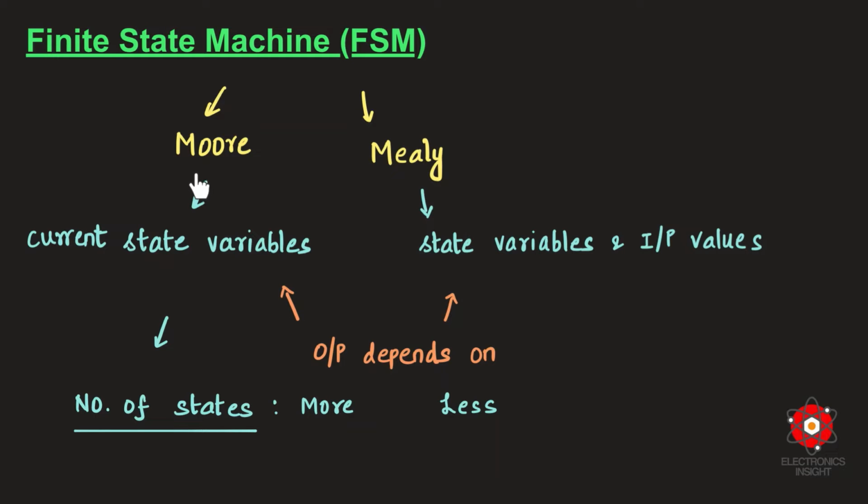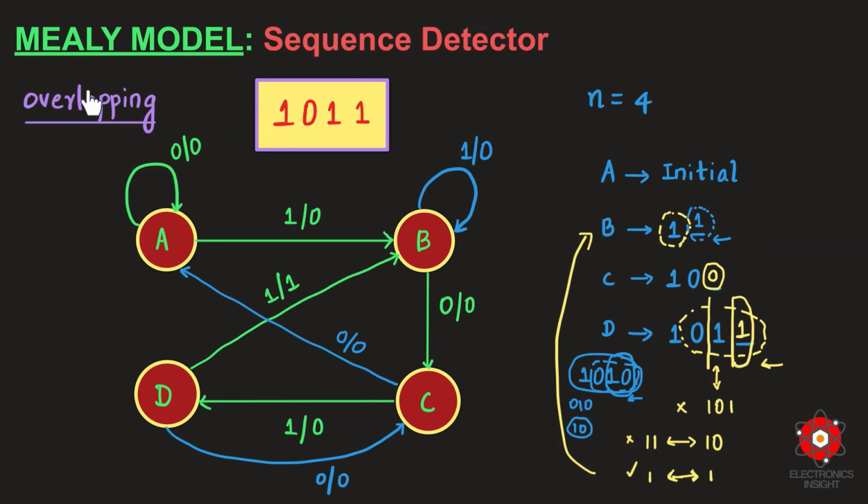So in the Moore machine, the most important thing to understand is that the output depends only on the current state variables, whereas in the Mealy state machine the output depends on the current state variables and the input values. Here is a very simple example that I'm going to discuss: an overlapping sequence detector for the sequence 1011.